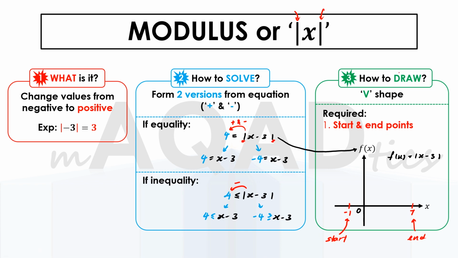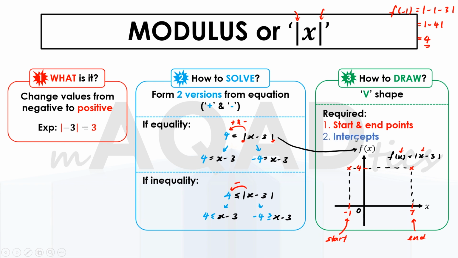Okay, so let me give you an example. How do we sub? So let x equals to -1. So here will be modulus -4, and this modulus will remove the negative. So our answer would be 4. So this is my y coordinate and my start point is here. So if you sub 7 inside this function, we will also get the y coordinate, which is 4. Okay, so this is the start point, this is the end point.